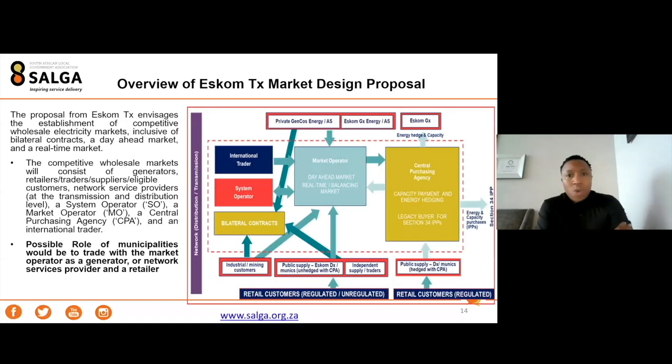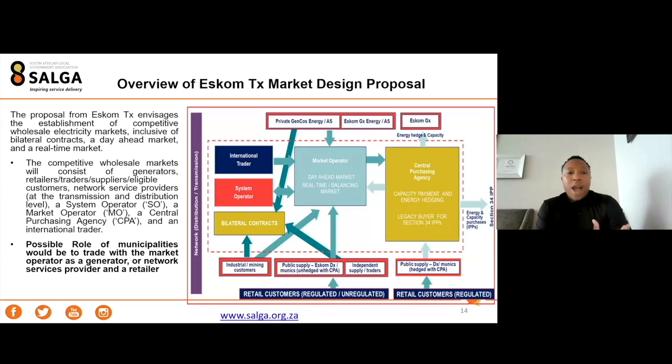So looking at the overview of the Eskom transmission market design proposal, I'm not going to go through this picture. It's quite busy, but I think it talks of a competitive wholesale market, which will consist of generators, retailers, traders, suppliers, customers, network services providers, and at the transmission and distribution level.